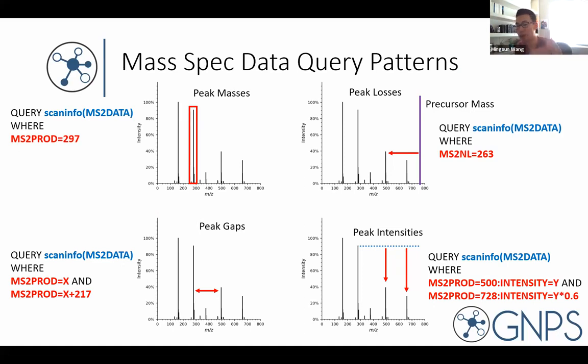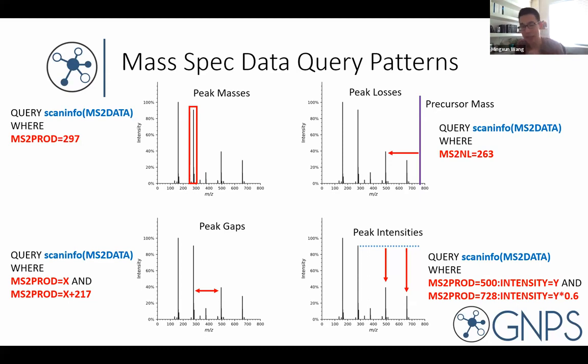To the top right, you can say losses from precursor. There's a particular term for that, MS2NL. You can start looking for gaps between peaks. You don't have to know what the peaks are, you just know that there's a neutral loss between them, and they don't have to be the precursor, as well as enforcing relative peak intensities between a subset of the peaks that you're interested in.